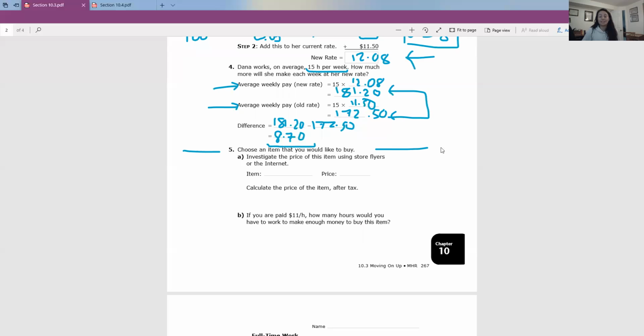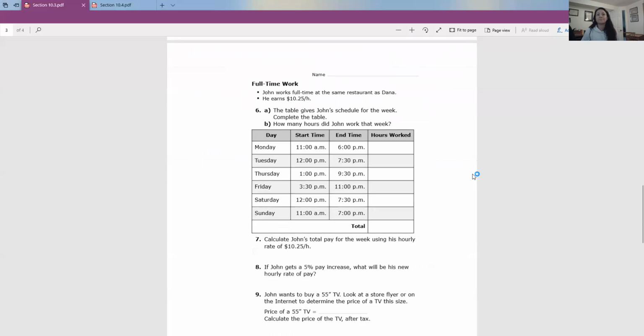What I would like you to do is follow along with the rest of the section. You can pick your own items and answer the questions. So question 5, you pick any item that you would like to buy, look through flyers, look on the internet, find the item and how much it costs. You can pick any item you like. You can go from a bag of chips to maybe a new cell phone. Okay, it's up to you. If you are paid $11 an hour, how many hours would you have to work to make enough money to buy the item? So you can figure out how many hours to get that price with tax. Okay, remember you have to calculate tax.